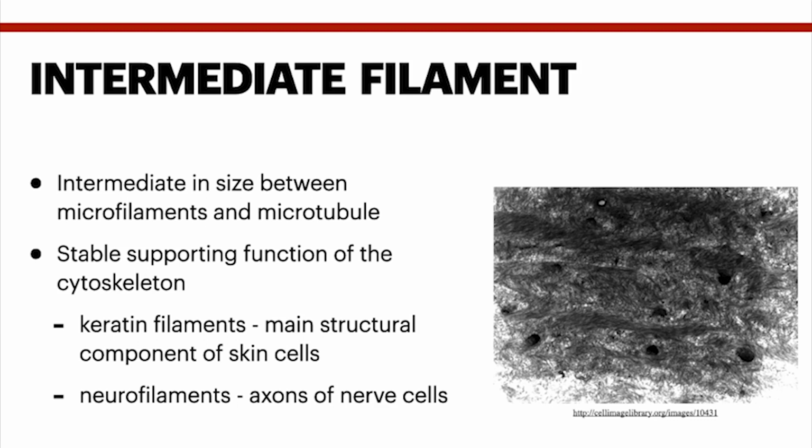Neurofilaments are another example of intermediate filaments that provide internal support to the axon, which can be a meter long in cells of the spinal cord.